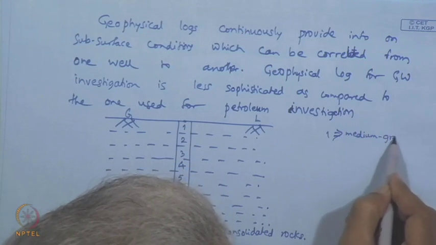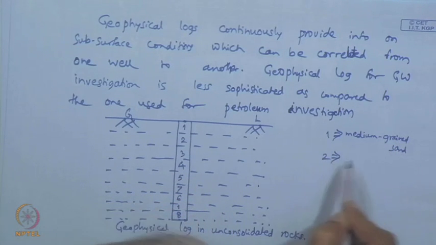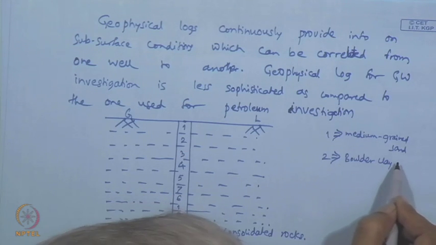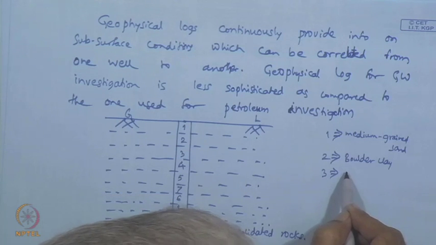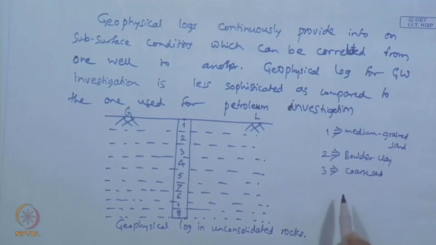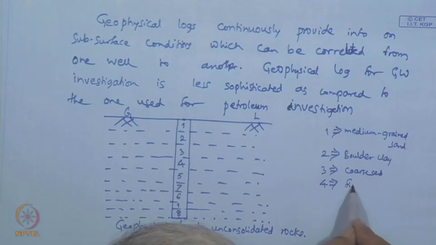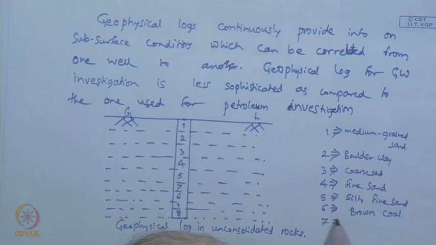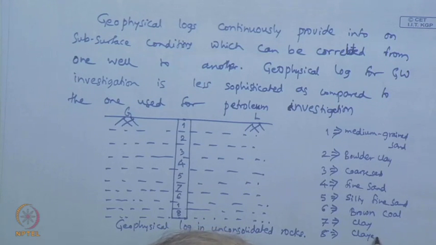So, here 1 indicates medium grained sand, 2 indicates boulder clay, 3 indicates coarse sand, the 4th one indicates fine sand, the 5th one indicates silty fine sand, the 6th one let us say indicates brown coal, the 7th one indicates clay, and the 8th one indicates clayey silt.